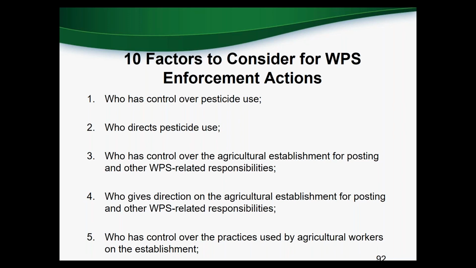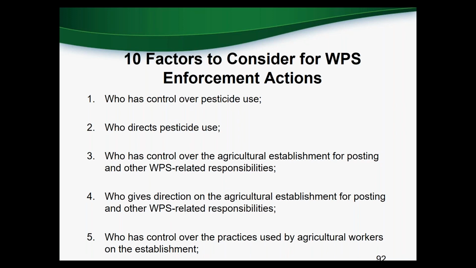Other factors are who has control over the agricultural establishment for posting and WPS-related responsibilities. Just like there's somebody that's actually applying the pesticide and has control of the pesticide, that might be a commercial pesticide handler or something. But on the establishment, you've got somebody who's actually responsible for the things on the establishment beyond the application. Again, that's why it's important when you have situations where commercial applicators are involved in the application, to identify who was responsible for the particular part of the application that might have resulted in the violation.